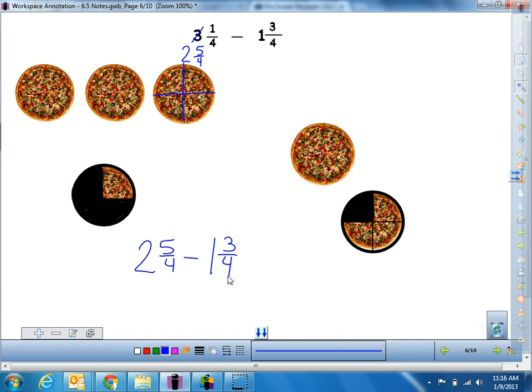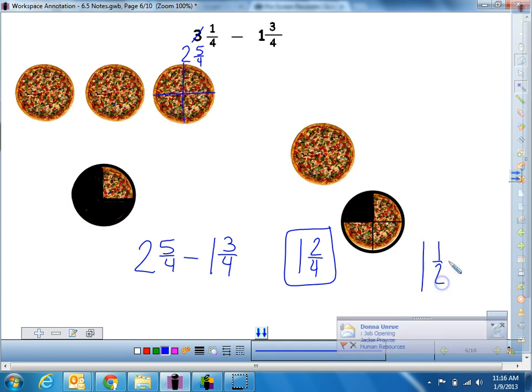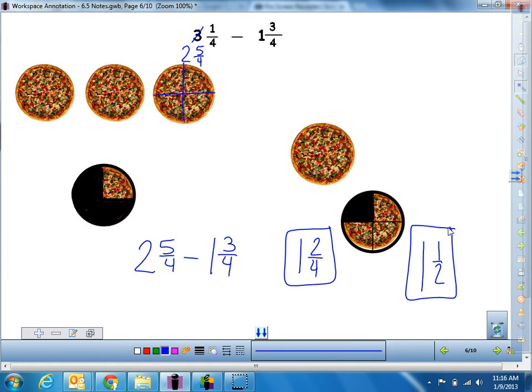5/4 minus 3/4 gives me 2/4. 2 minus 1 is 1. This is my answer. I need to remember to look at it to see if I can simplify it first, which 2/4 I can reduce to 1/2. 1 1/2 is the final answer when I take 3 1/4 minus 1 3/4.